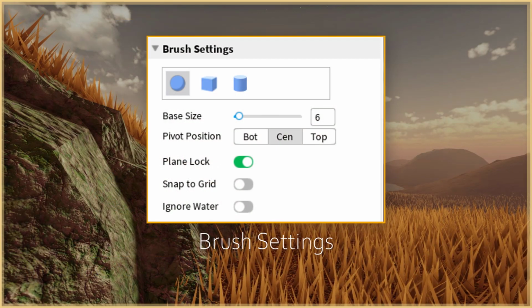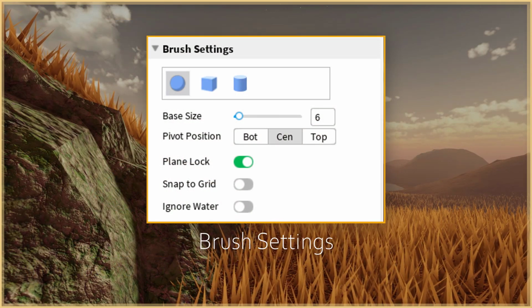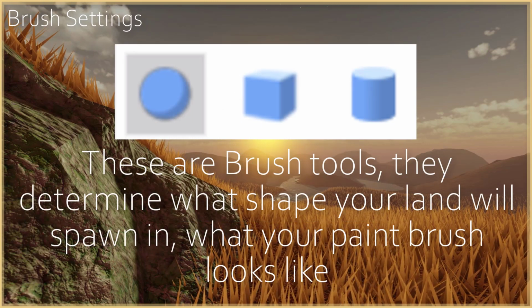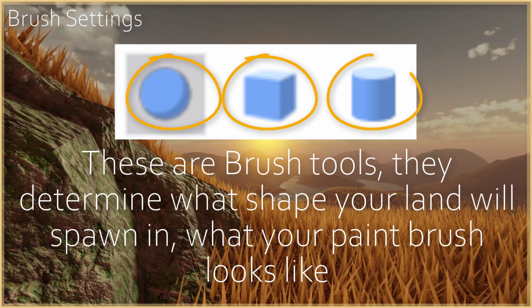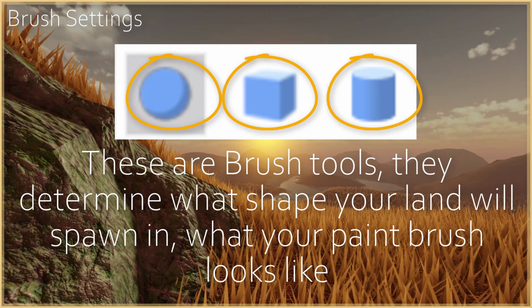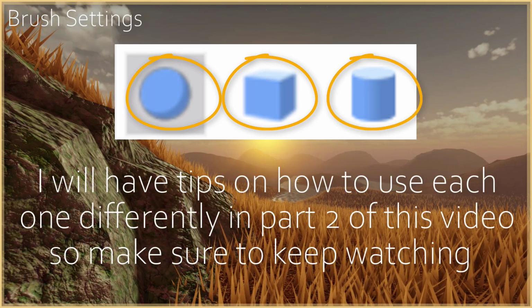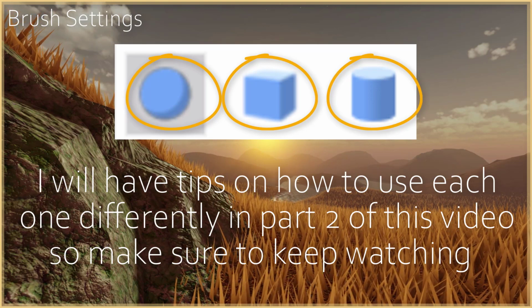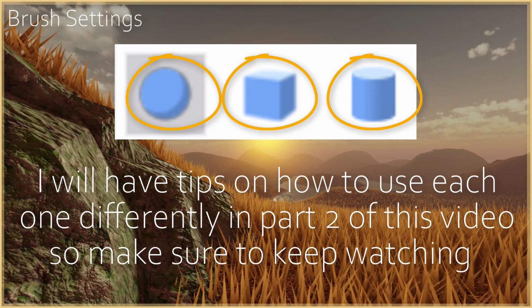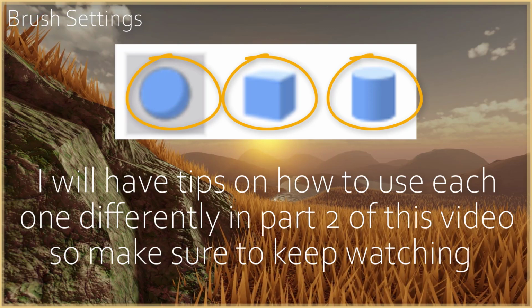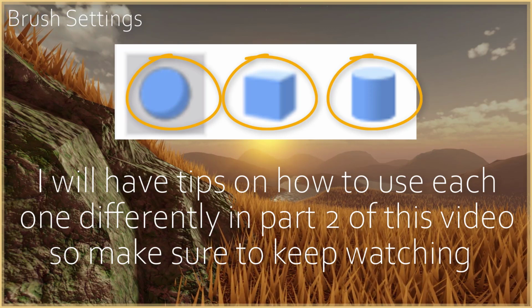Now for your brush settings, this is where it gets a little bit creative. You'll see that there are 3 different types of brushes. You have your circle, you have your square, and you have your cylinder. Now for these 3 different shapes, your paint brushes, I will have different tips for each one of these and their uses, personally what I use them for, in part 2 of this video. So make sure you watch this, and then tomorrow you can go ahead and watch that, or if it's already out.